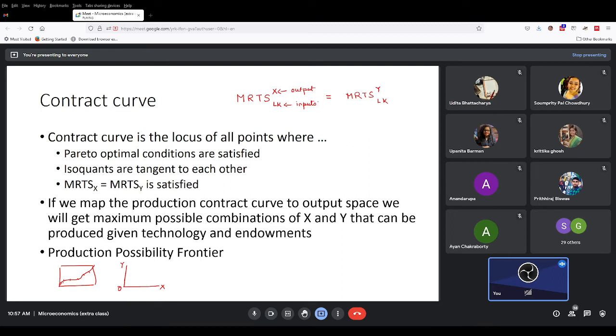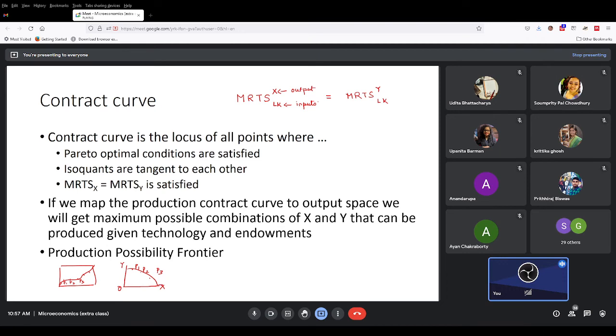So here we see that X is very low, Y is very high. So this will be, let us say this is P1, P2, P3. I think 3 points are enough. This is P1. You're increasing X, so you're moving down like this. So P1, P2, P3. You have got points like this. So this is a production possibility frontier.